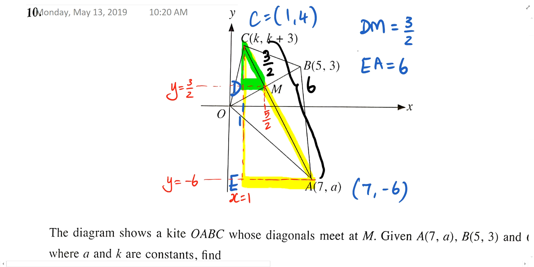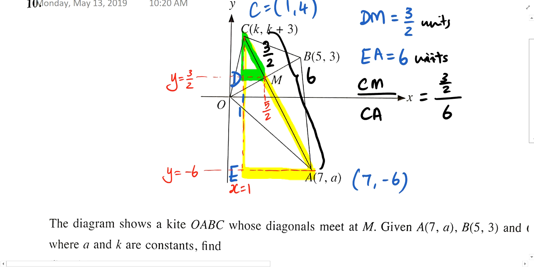So far I have DM equals to 3 over 2 units, EA 6 units, right? If you want to prove it, in this case we are not testing you on proving of similarity, so you can just go ahead and use the ratio. So from here, we now know that CM over CA must be equals to 3 over 2 over 6.